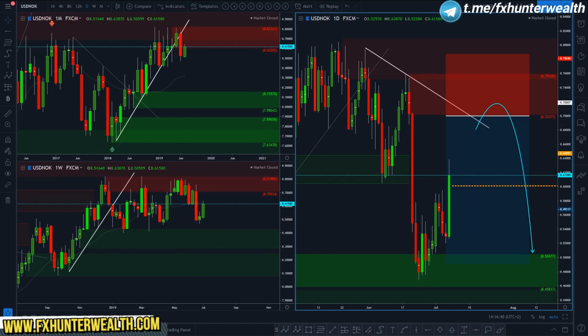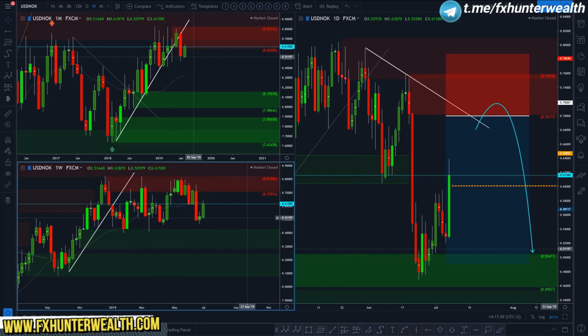Next one is US dollar Norwegian crown, with a break on the monthly. Here is the weekly uptrend, but after this break the price was ranging, and now we are getting stronger bearish candles. You can see how it's dropping, and on the weekly and the daily, if the price retraces into this supply zone around 87, then a short lower would work nicely.